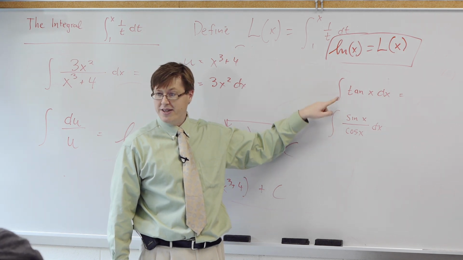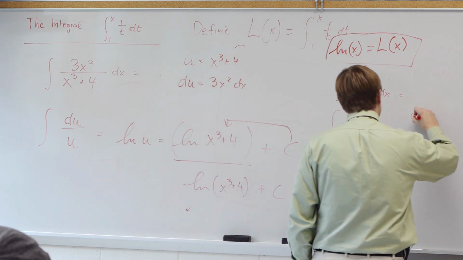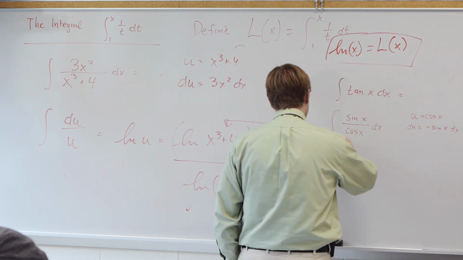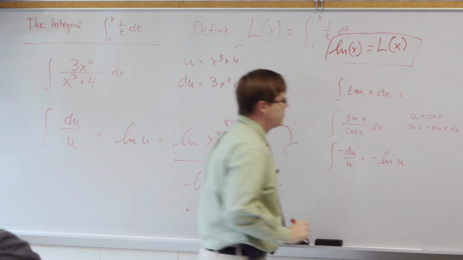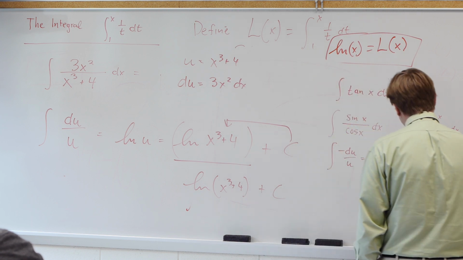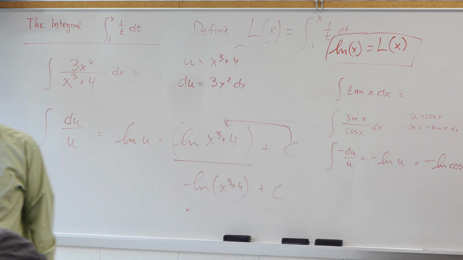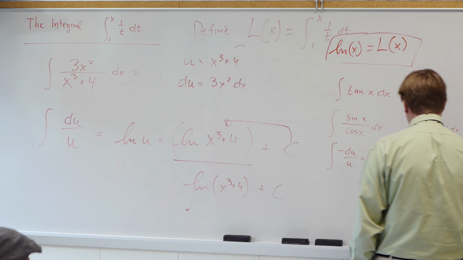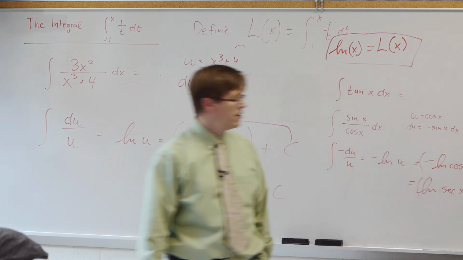Because if u is cosine, then du is negative sine. So if u is cosine x, du is negative sine dx. So this is negative du over u, which is negative ln u, which is negative ln of cosine, plus c, which is also ln of secant, plus c.